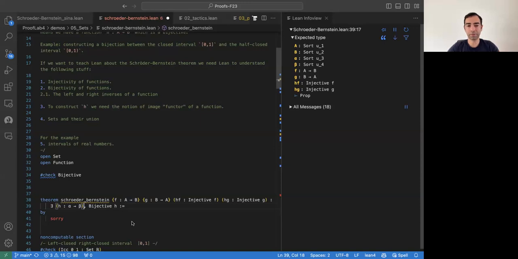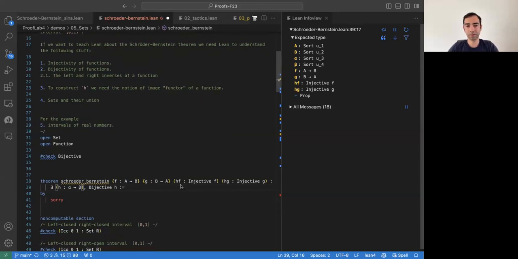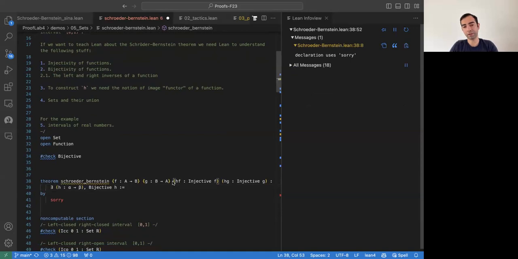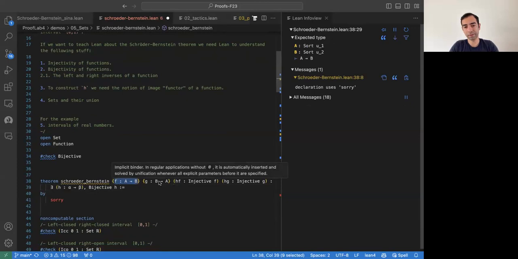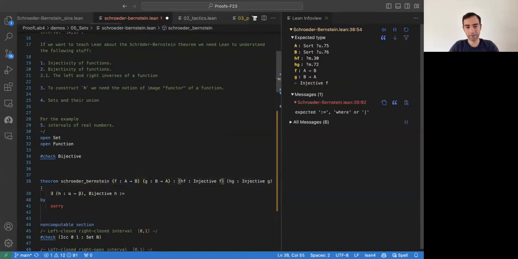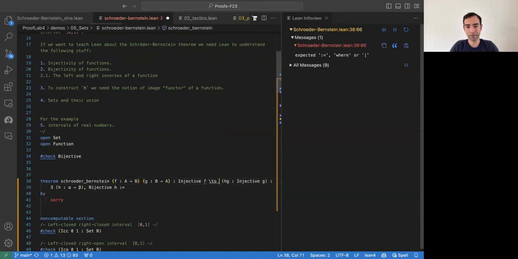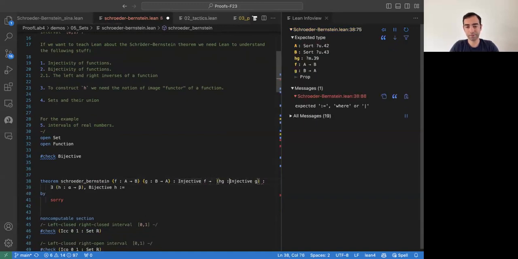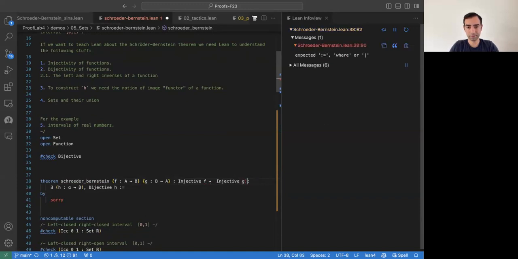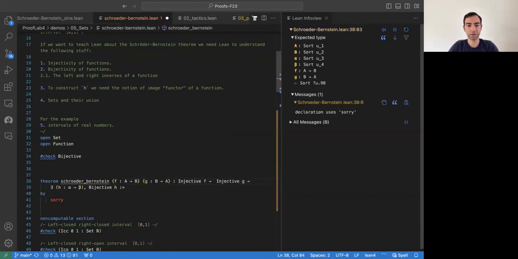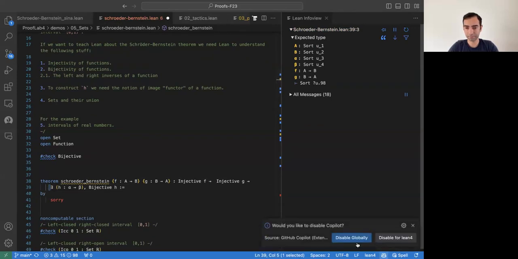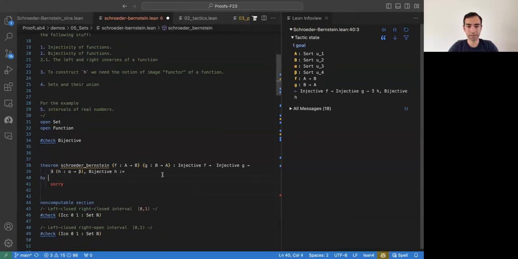So this is one way to phrase the theorem if we wanted to, but we can also phrase it in terms of implications. So we could say we are given two functions f and g, right? And we could phrase it to say if f is injective and if g is injective, then the final conclusion would be that there exists such an h, a function h, which is bijective. Does this make sense?